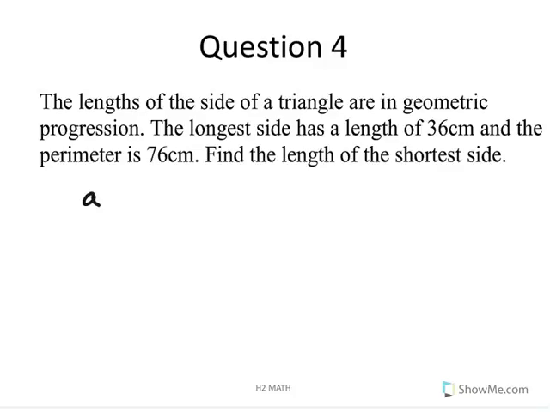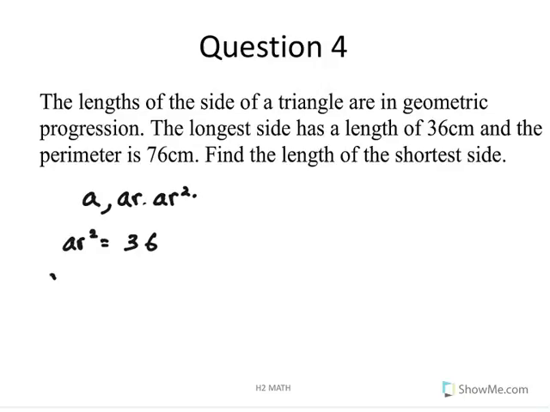If they are in geometric progression, we can list out these 3 terms as A for one of the sides, AR for the other side, and AR square for the last term. The longest side has a length of 36 cm. Given that R is greater than 0, assuming AR square is the longest side, we can say that AR square equals 36.